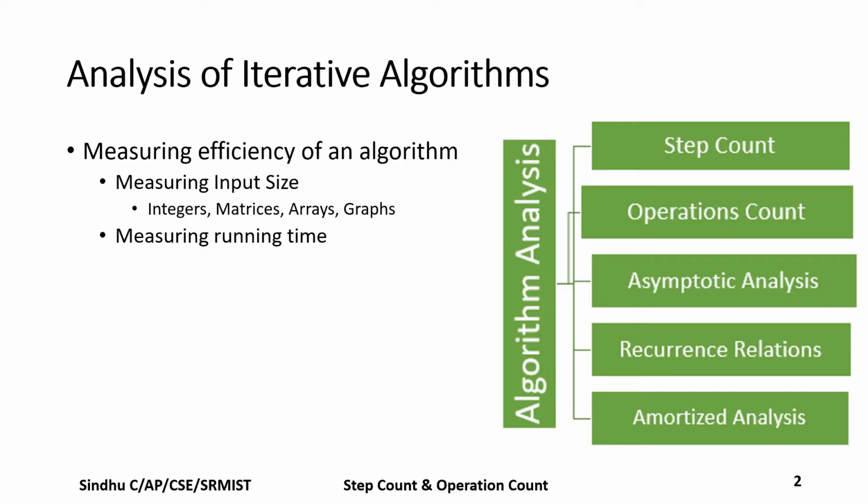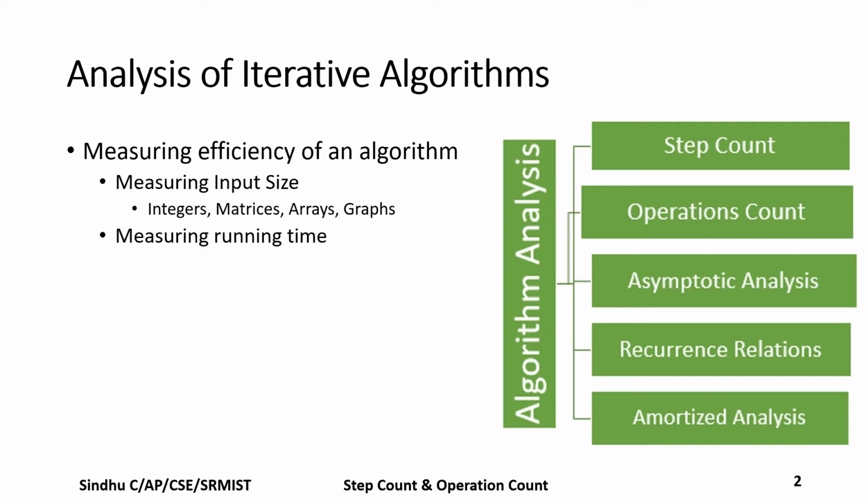Iterative algorithms. So how do we analyze these iterative algorithms? We have to consider two parameters. The first one is the input size. The second one is the running time. Input can be in the form of integers, matrices, arrays, and graphs. So considering these two parameters only, we can go in for iterative algorithm analysis.